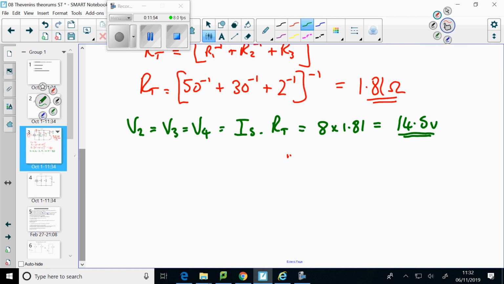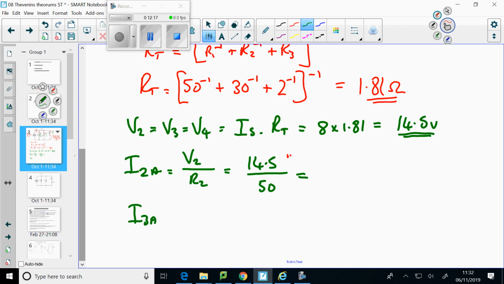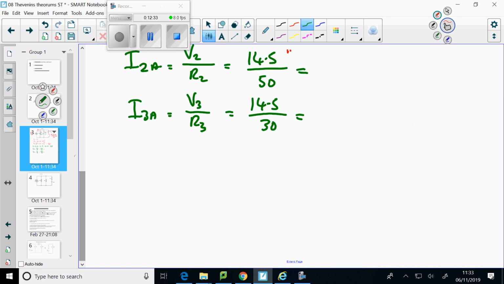So we can go I2A is equal to V2 over R2, that's 14.5 over 3, then I3A is V3 over R3, sorry, equals 14.5 over 30 ohms, and then I4A is V4 over R4, 14.5 over 2. I think that's 7.25, is it not?